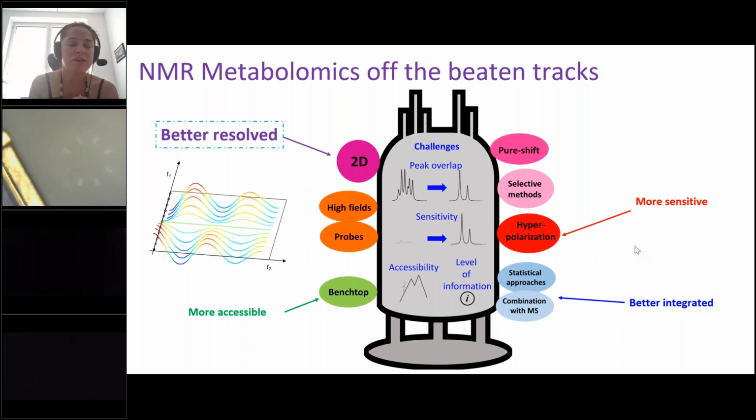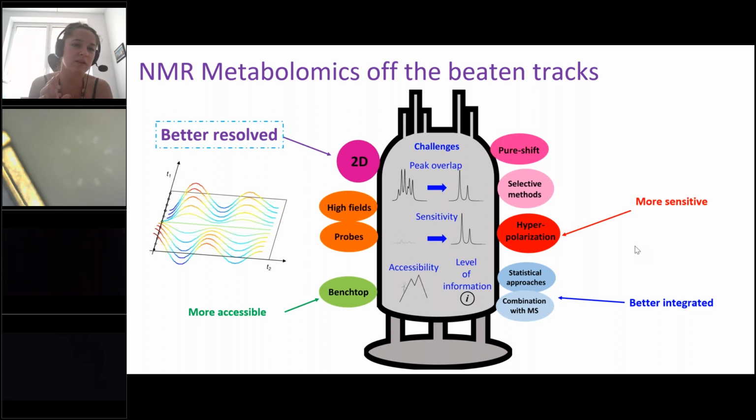So there is a lot of method development being done to overcome the current NMR metabolomics limitations, and a lot of it has been done in the Sesame laboratory, especially to make NMR more sensitive with hyperpolarization, NMR more accessible with benchtop NMR, and better integrated, in order to combine the assets of NMR with the assets of mass spectrometry.